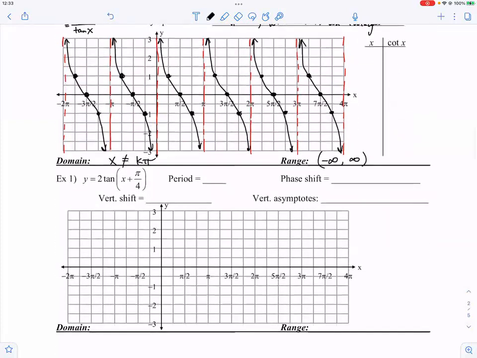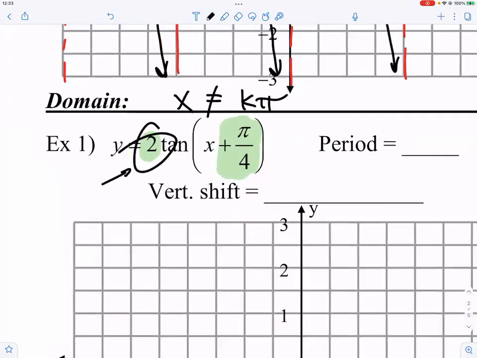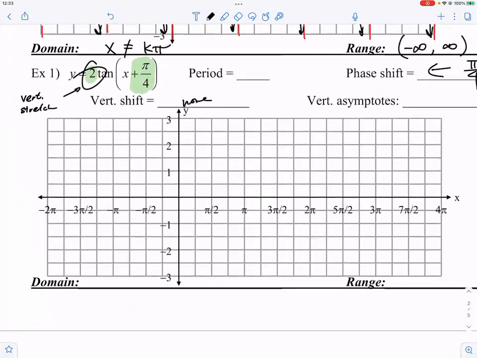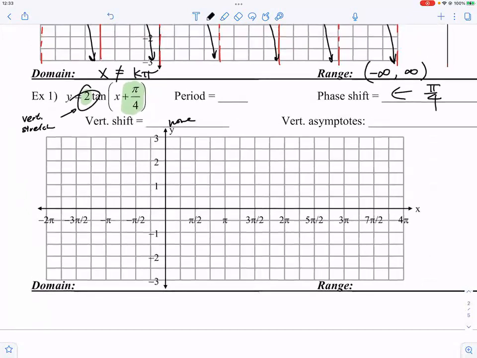All right, now let's take a look at example 1 down below. For example 1, we have 2 transformations right here. What does the plus pi over 4 mean? Shift to the left for pi over 4, and the 2 right here means stretched vertically. So that's no vertical shift. What's the period in this case? It's still pi because the b value is equal to 1.